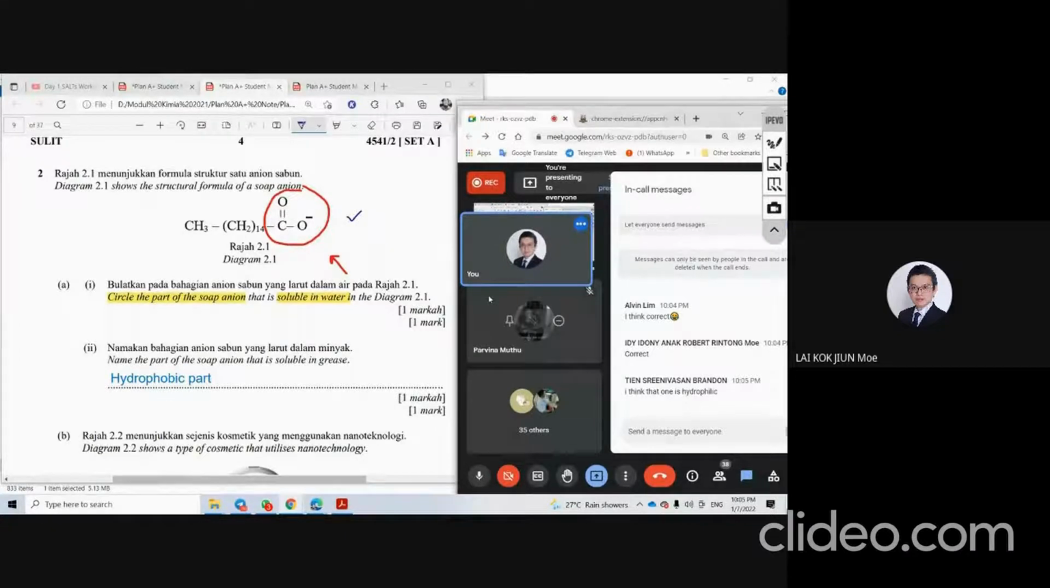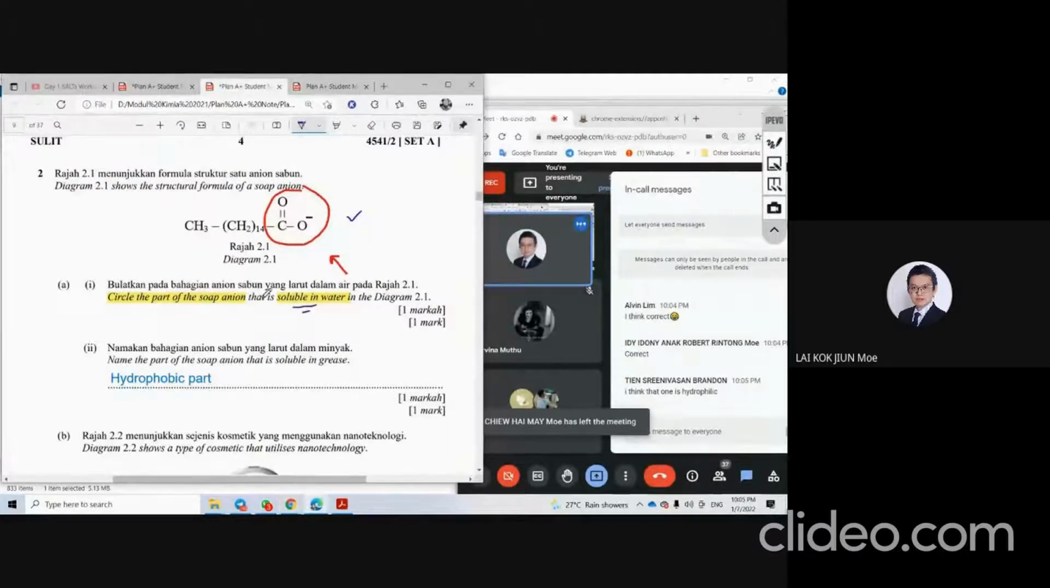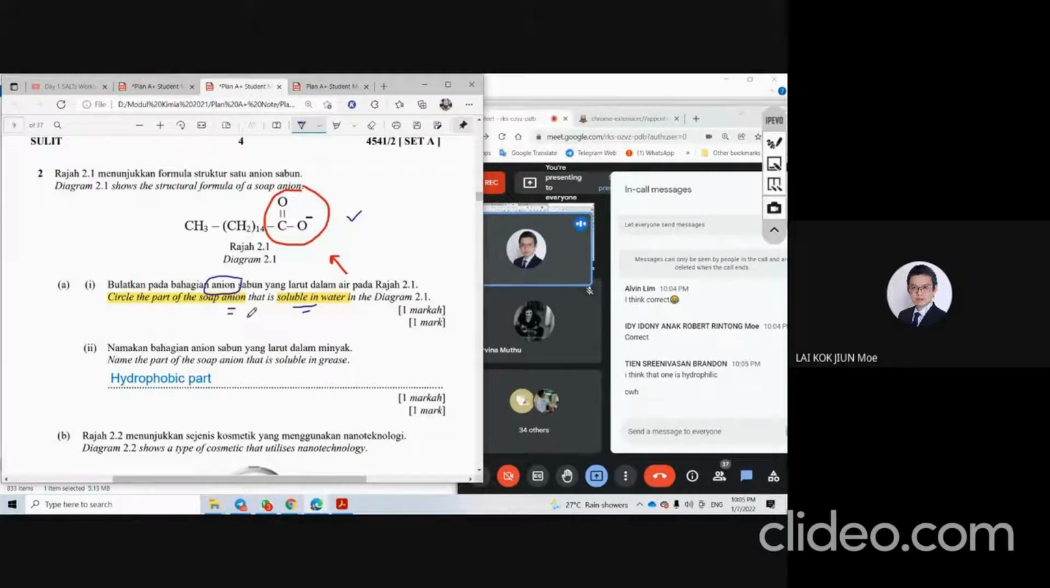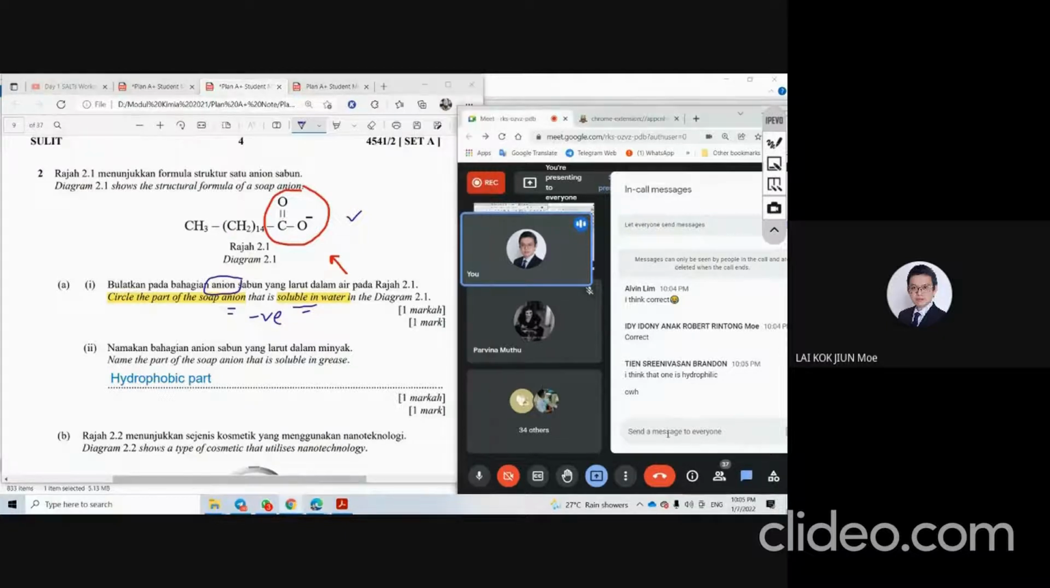Hydrophilic. I think that one is hydrophilic, no? This is the one soluble in water, right? So it is the anion part, they already gave you the keyword anion. So easy. You just look for a negative charge. So negative charge here. So confirm correct. Oh, the carbon and hydrogen one cannot. Oh, cannot be soluble.